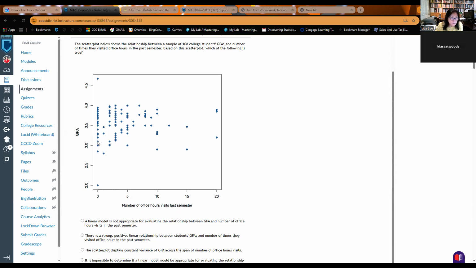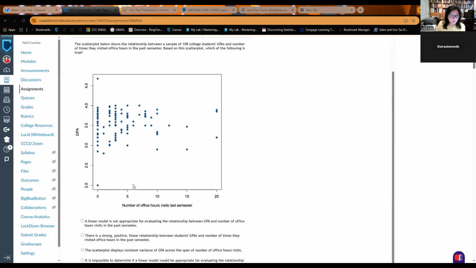This is 1, 2, 3, 4, 5, another point here. They also visited office hour 0 hours, but their GPA could be 3, or 3.5, or almost a 4. And there's even one student above 4.5, must be a super student, right? Smart. So we have another point like that.